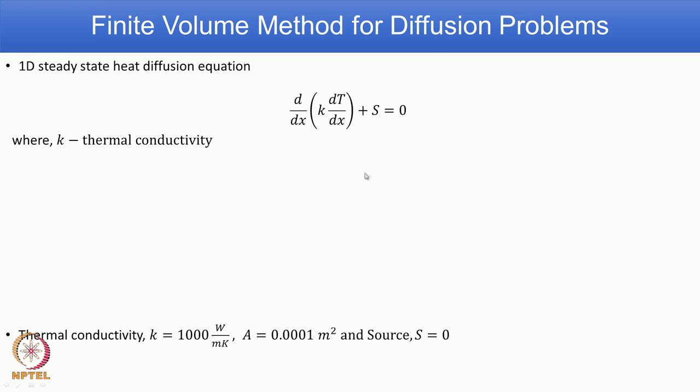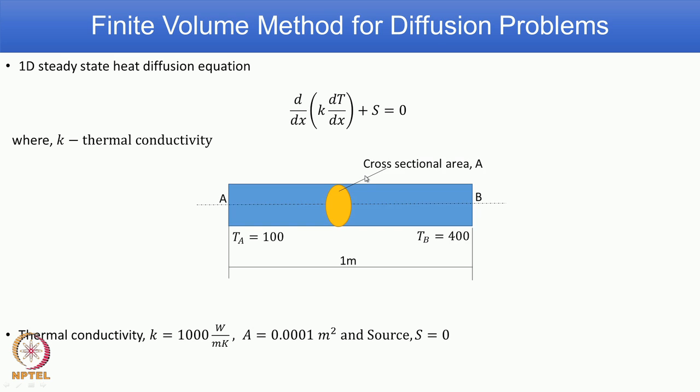The problem figure is shown here, this is a cross sectional area, that is what is shown here. The left boundary value is also given, temperature at the left boundary as 100 degree Kelvin. Similarly, the boundary on the right side, that is B, T at B is also given as 400 degree Kelvin, and the distance from the left boundary to the right boundary is 1 meter.